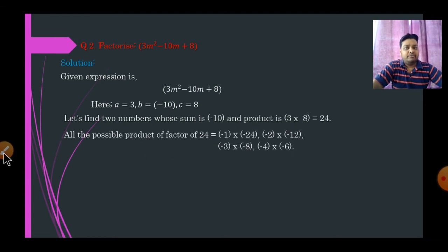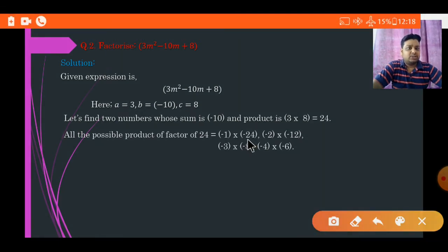Then what will we get? Minus 1 into minus 24, because minus times minus is plus, so you get plus 24 as the product, because the product is given in plus sign. Both will be minus, because we have to find the sum in minus. So minus 1 minus 24 is minus 25, not matching. Minus 2 minus 12 is minus 14, not matching. Minus 3 minus 8 is minus 11, not matching. Now minus 4 minus 6 is minus 10, yes, that is the number.